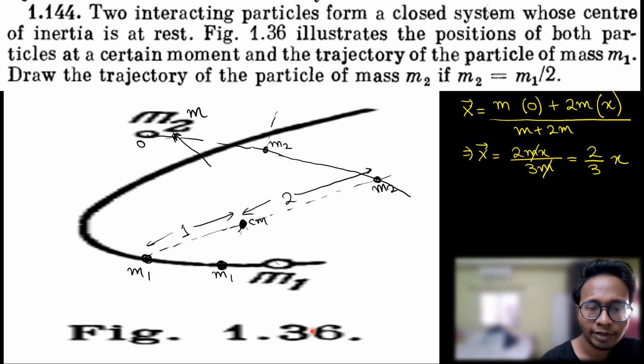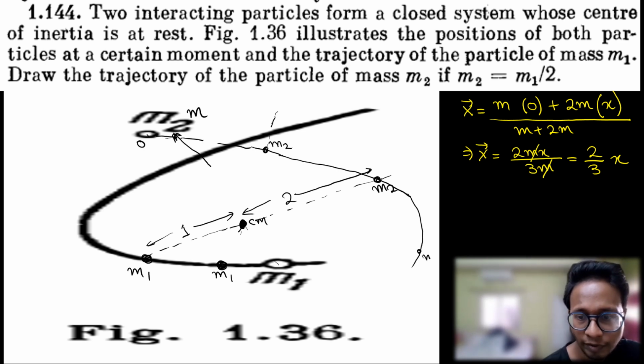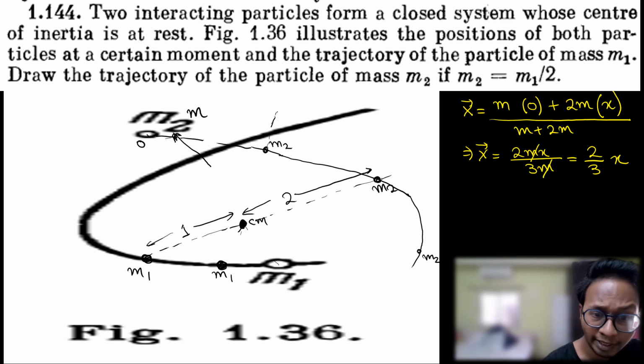Okay, and after a while this position, the m2 will be somewhere around here for this position. So this is the position of m2. Okay, understood how I draw the diagram or how I drew the diagram?